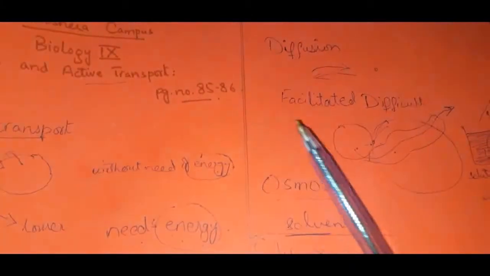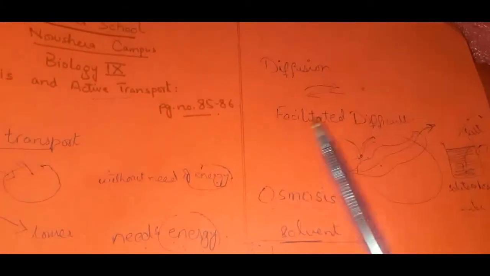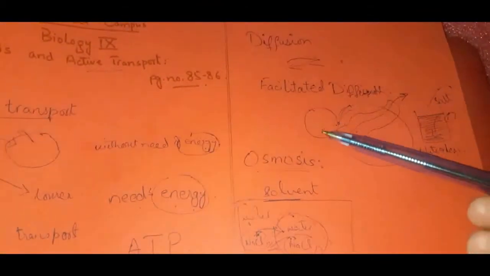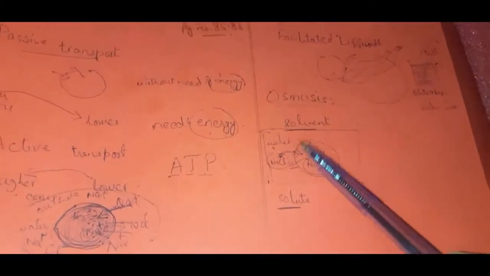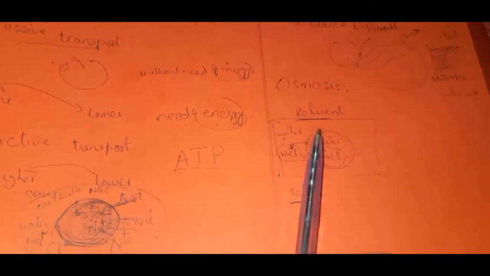It's clear to us that osmosis is the diffusion of water. In diffusion there was the movement of molecules across the cell, right? In facilitated diffusion, what we discussed is the movement of larger molecules across a cell through a semi-permeable membrane. In osmosis, what we are saying is the movement of solvent across a cell through a semi-permeable membrane.